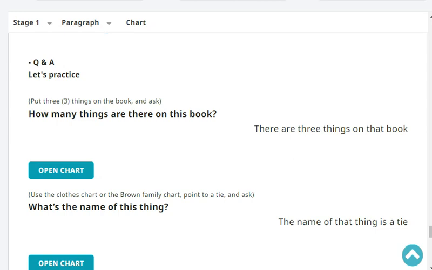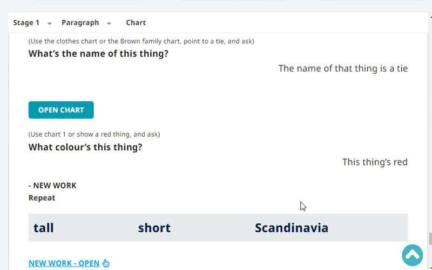Okay. What's the name of this thing? The name of that thing is a pen. Very good. Okay, what color is this thing? That thing is yellow. Very good.